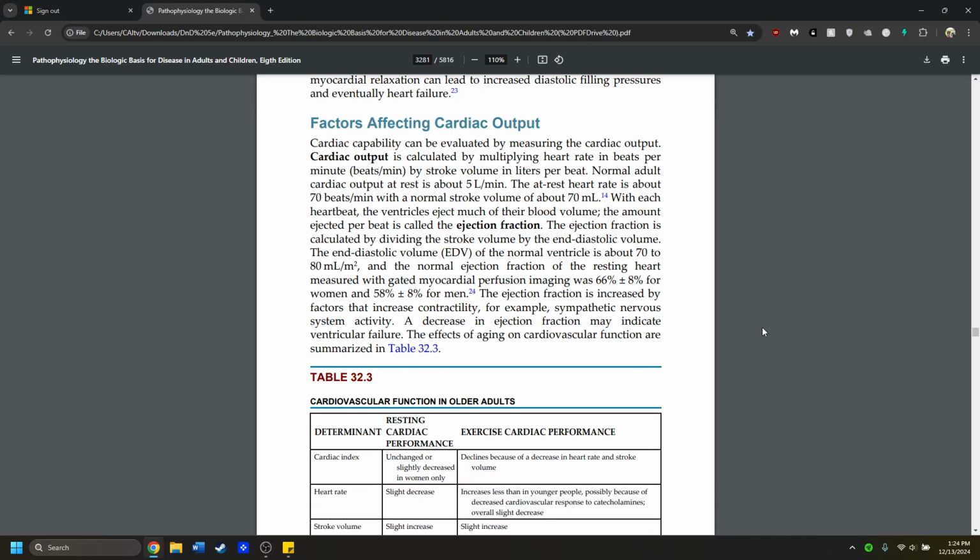So, factors affecting our cardiac output. Cardiac capability can be evaluated by measuring the cardiac output. Cardiac output is calculated by multiplying the heart rate in beats per minute by stroke volume in liters per minute, or per beat. The normal adult cardiac output at rest is about 5 liters per minute. At rest, the heart rate is about 70 beats per minute, with a normal stroke volume of about 70 ml.